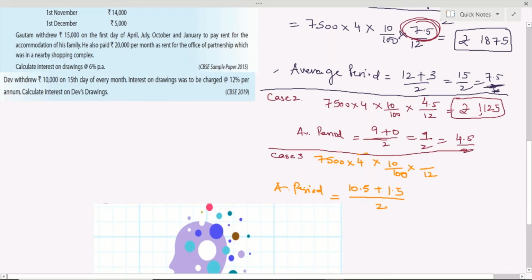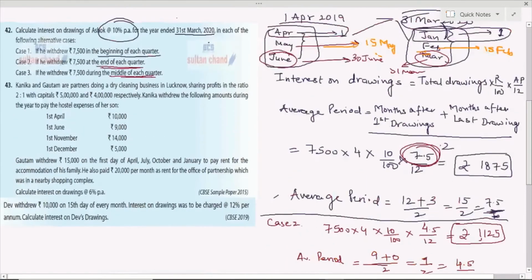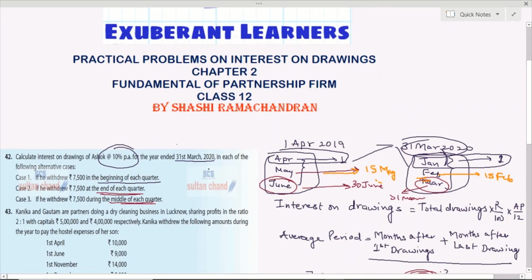So here the average period is 10.5, 11, 12 by 2, or I can say 6. So taking this here, 6 will give me the answer as 1500. Okay, fine with this question that we have taken. So remember, when I am taking this for one entire year, it goes like this only, as we are going to take it each quarter every year. So I have taken the first and the last quarter because for the average period I need that only.